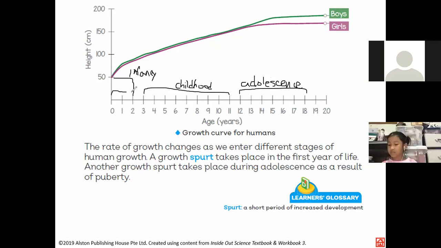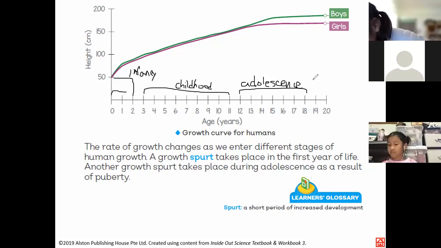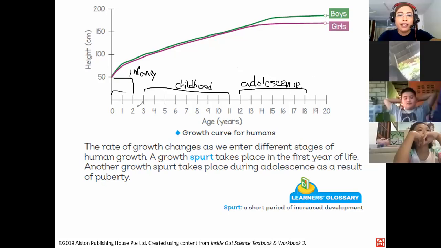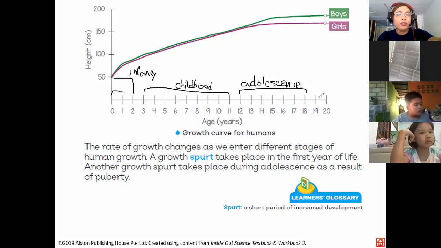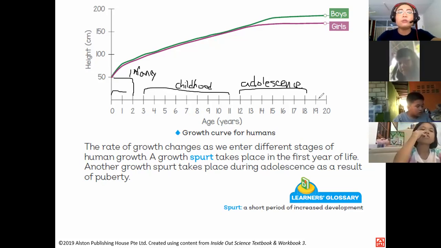Okay, so one more time. Infancy, that's from 0 to 2 years old. And childhood is from 3 to 11. And then adolescence is 12 to 18. And then 19 to 65, that's adulthood. And then 65 and above, that's old age.